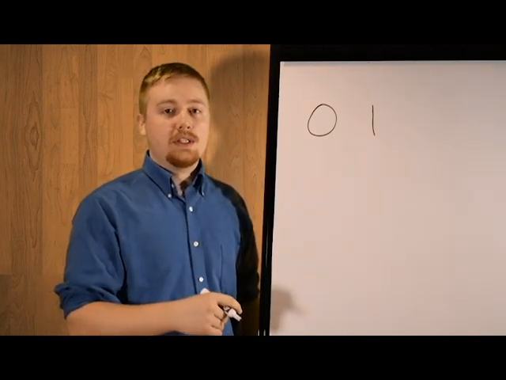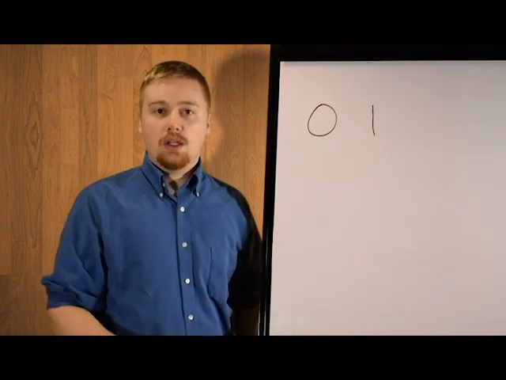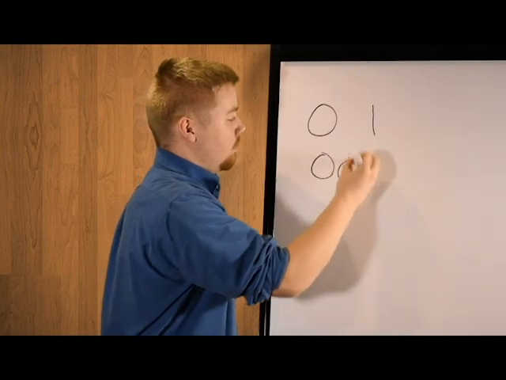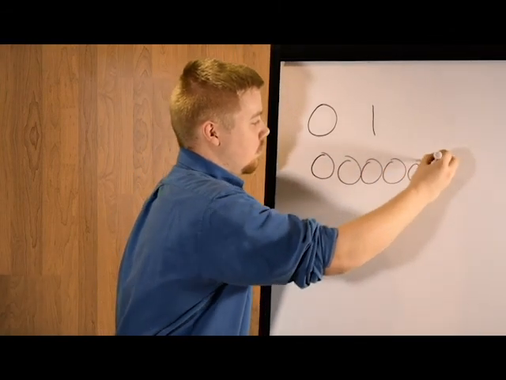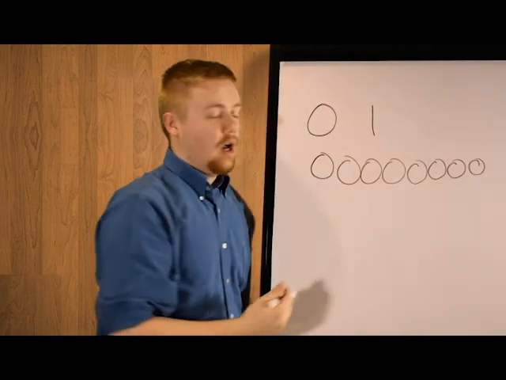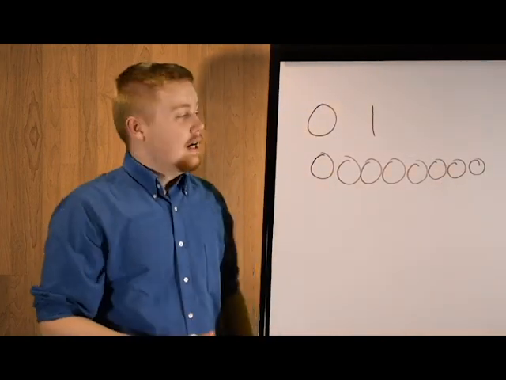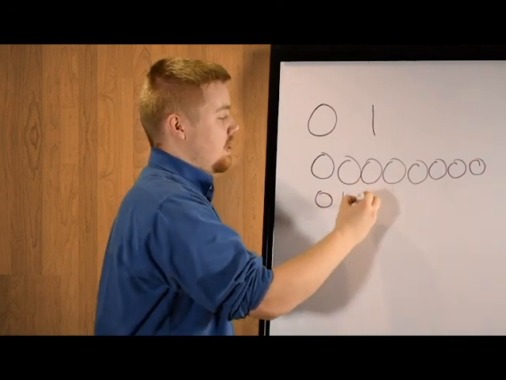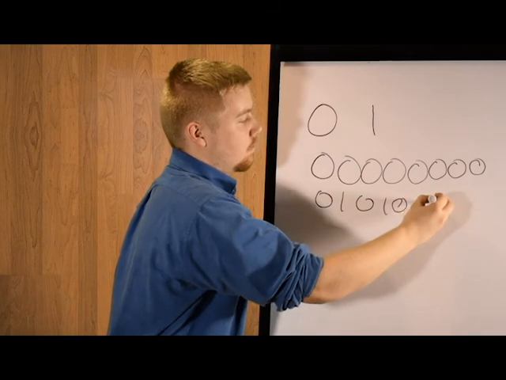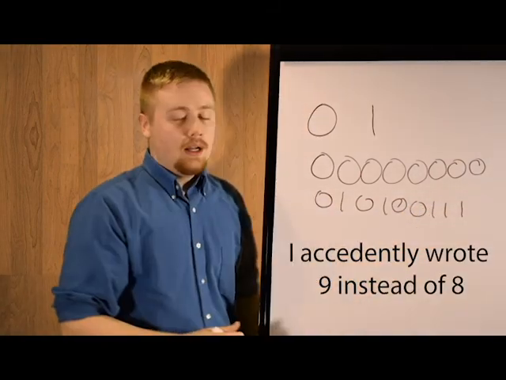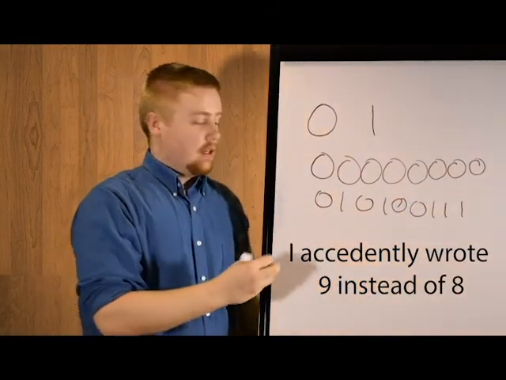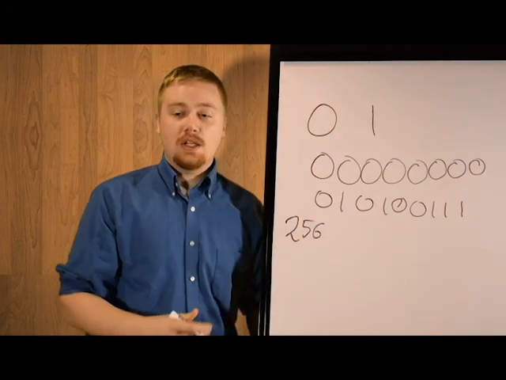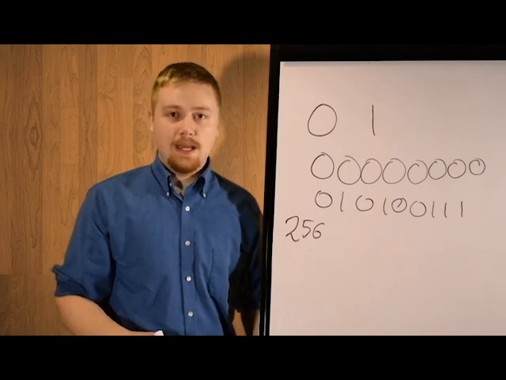When a computer puts 8 of these in a row, we call it a byte. So I can string 8 zeros in a row, and we would call this a byte. Now any of these can be a 0 or a 1, and we can write them in any combination. We end up having 256 different combinations of zeros and ones that we can fit inside of a byte.